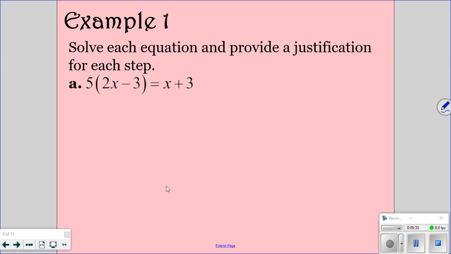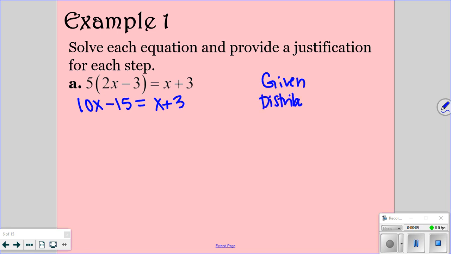So let's look here. We want to solve the equation and provide a justification for each step. On these, you're going to want to work through the problem completely. So we're going to distribute here. The justification for the very beginning is just that it is the given. You're always going to start with your given. So then we distribute what they gave us, and we'll have 10x minus 15 equals x plus 3. And so the justification here is the distributive property. Okay, so that's the first thing that you're going to do.